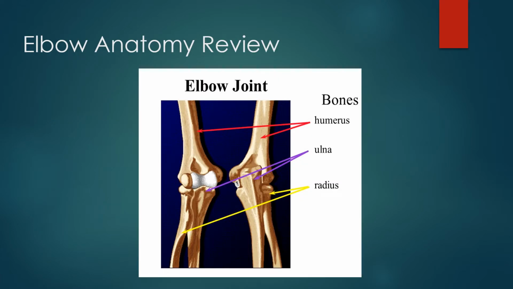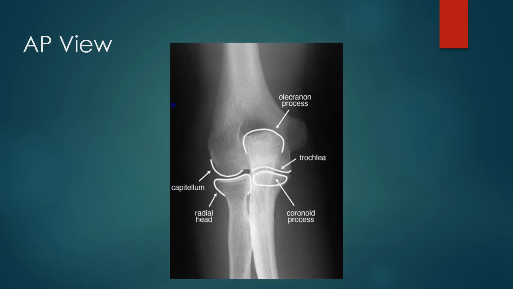So as we start to examine x-rays of the elbow, be sure to identify the ulna and the radius so that you can stay oriented to medial versus lateral sides of the elbow. That'll help you as you look at different images.